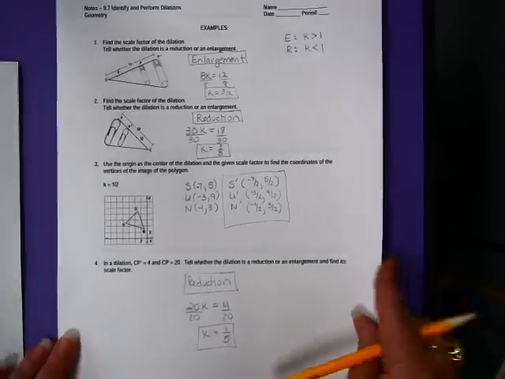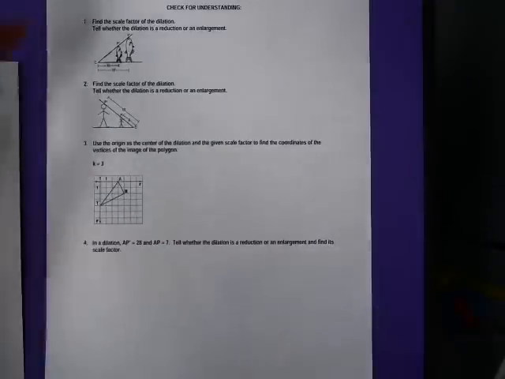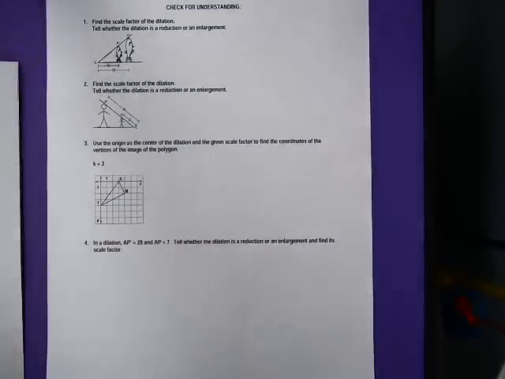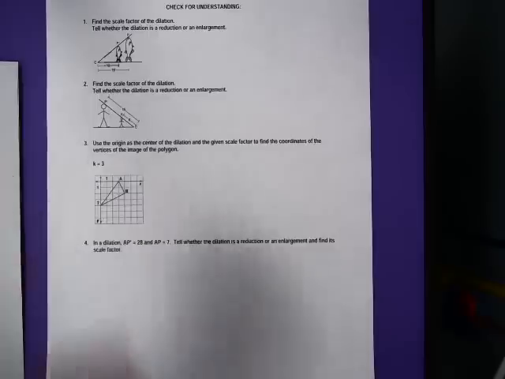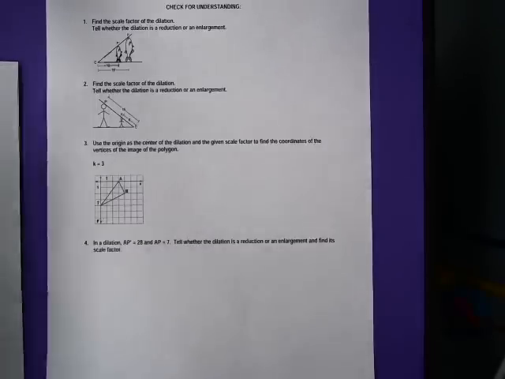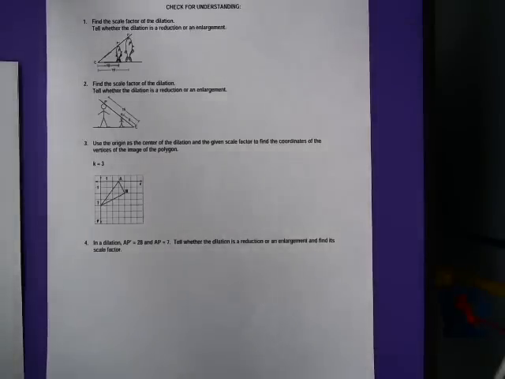Okay, folks, this is your Check for Understanding page. You have 4 problems to complete. Make sure you show all work and bring that in so that you can get full credit on your 9.7 notes. And that is it, folks, for notes 9.7.